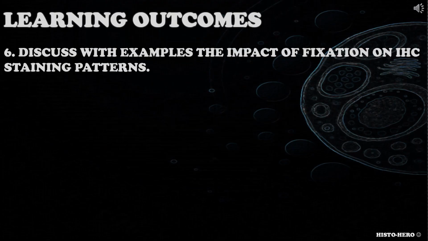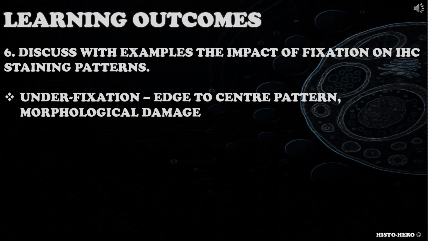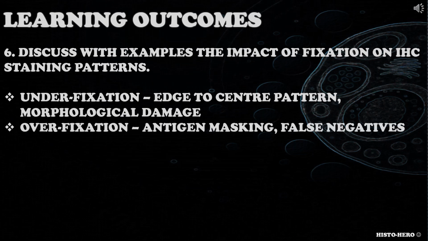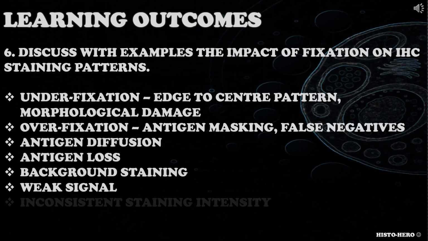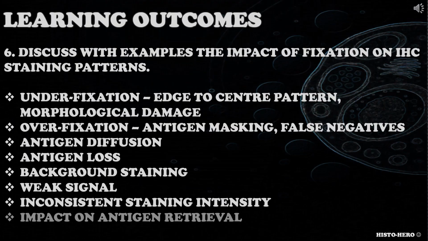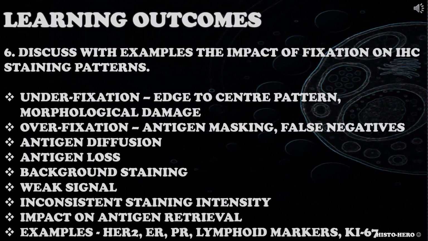Candidate could consider underfixation causing edge to center pattern and morphological damage, overfixation causing antigen masking, or false negatives, antigen diffusion, antigen loss, background staining, weak signal, inconsistent staining intensity, impact on antigen retrieval, specific examples: ER, PR, Ki-67 or lymphoid markers that can be significantly affected by fixation.